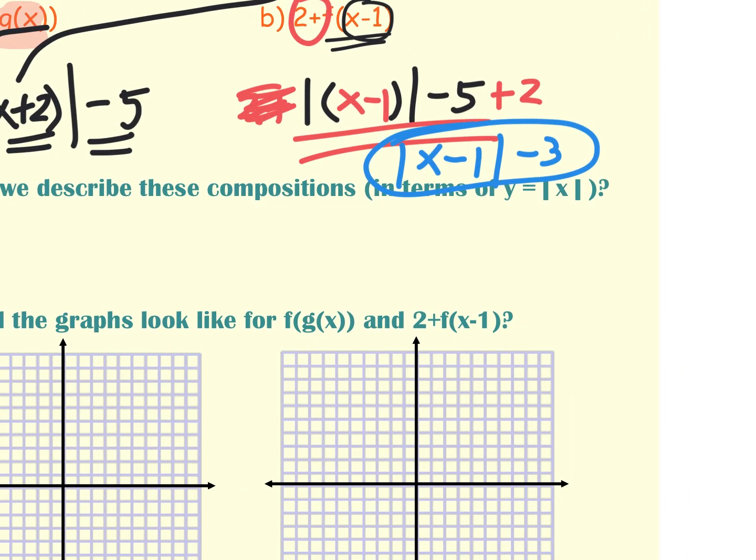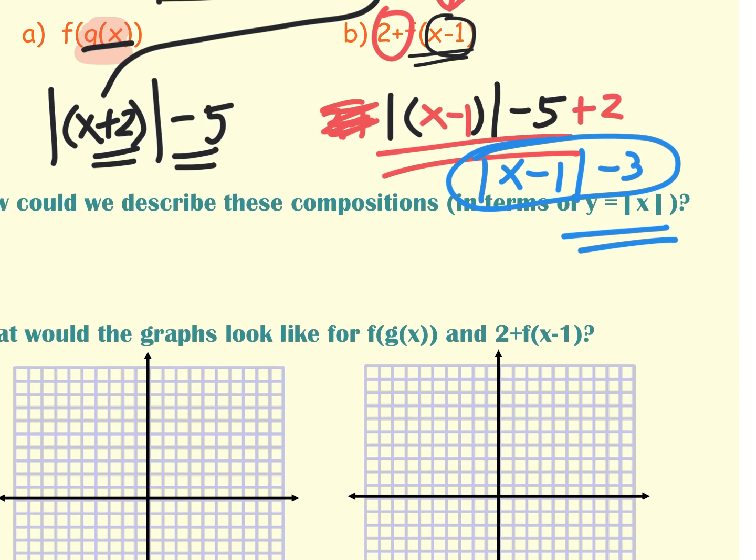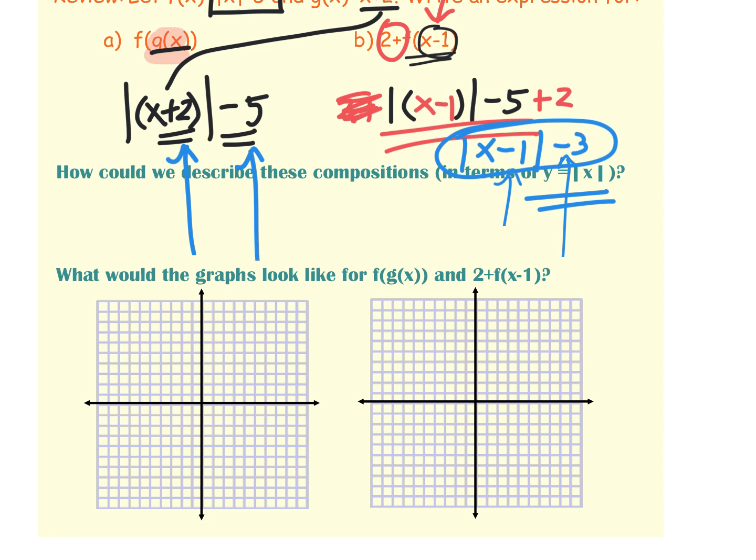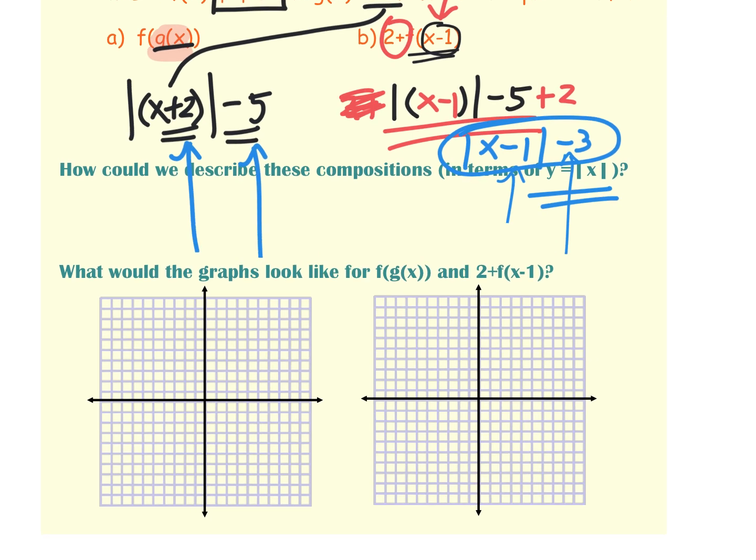How could we describe these in terms of that? Well, it's like the parent function except moved left 2 and down 5. And what's this one like? Right 1 and down 3. All right. What would the graphs look like? Well, frankly, it's going to take too long to do it. And this lesson would last forever.